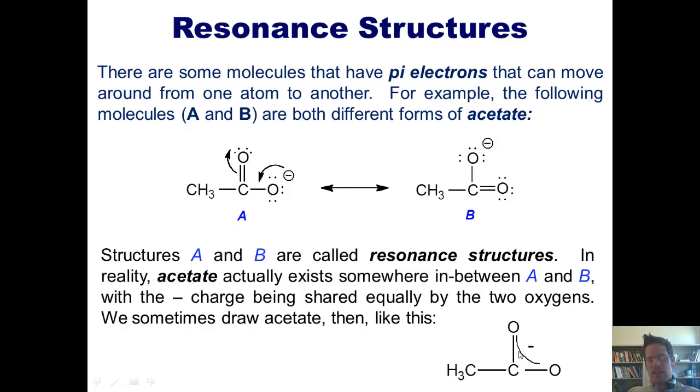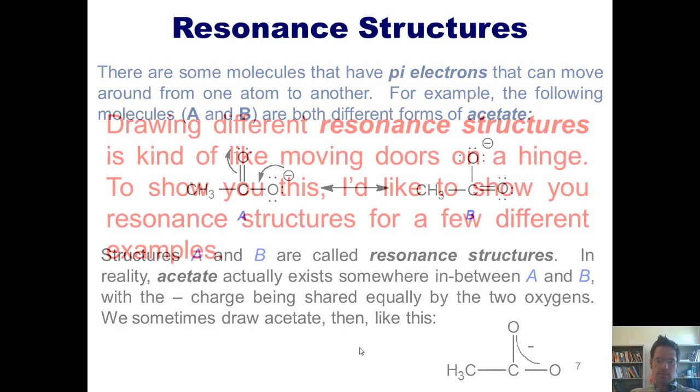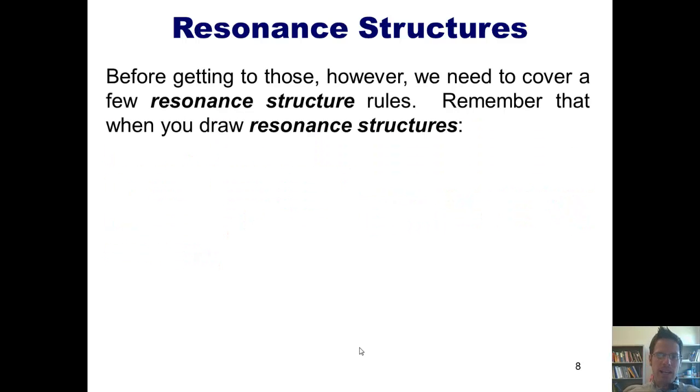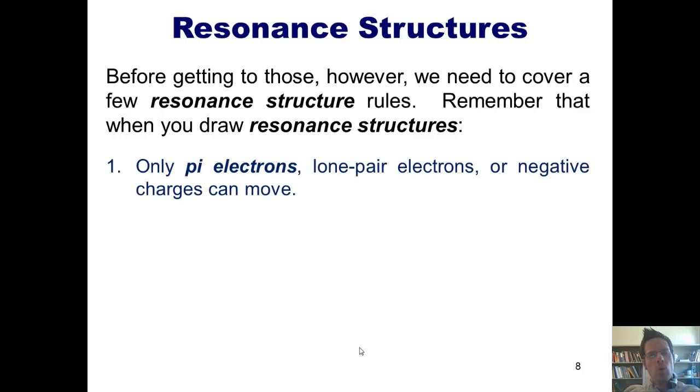This is sort of like a way of showing that this negative charge is being smeared or shared between these 2 oxygen atoms. Drawing different resonance structures is kind of like moving doors on a hinge. To show you this, I'd like to show you a few resonance structures for a few different examples. Before getting to those, however, we need to cover a few resonance structure rules. I want you to remember that when you draw resonance structures, 1, only pi electrons, lone pair electrons, or negative charges can move.